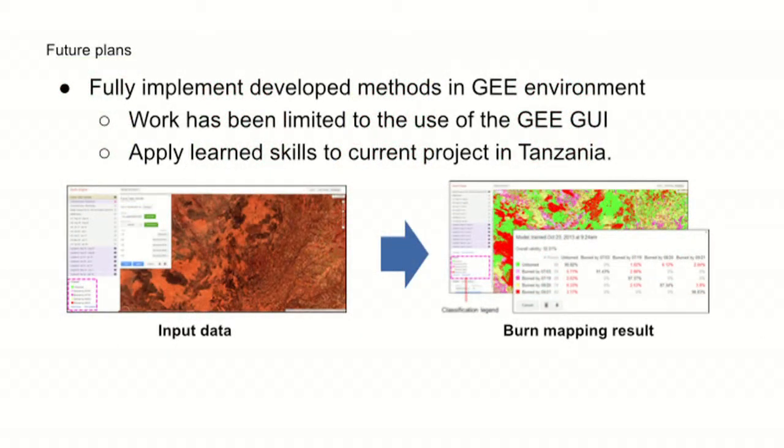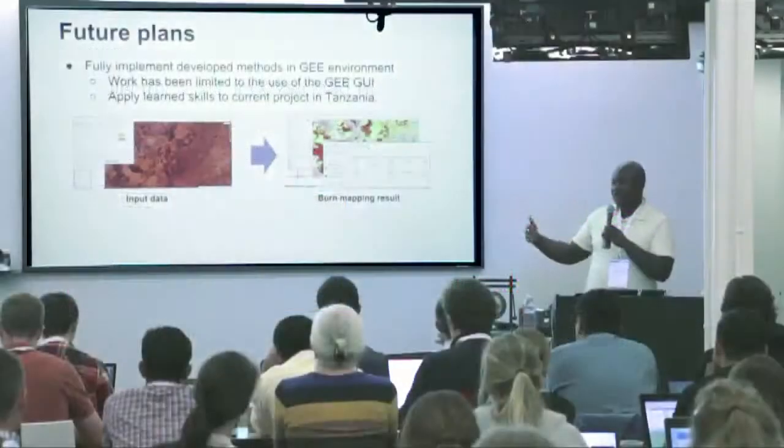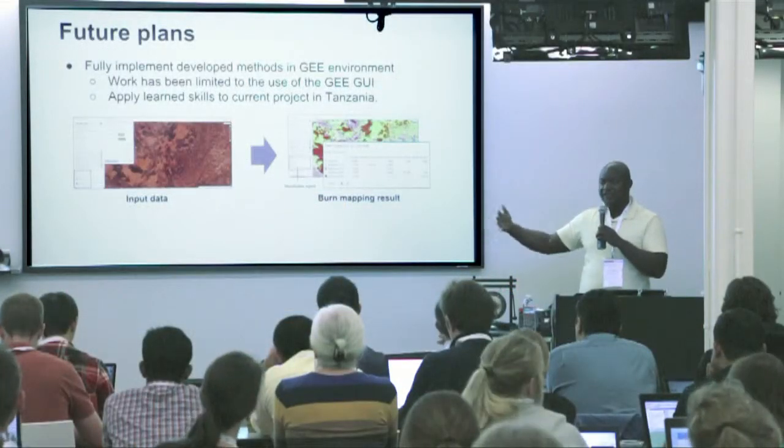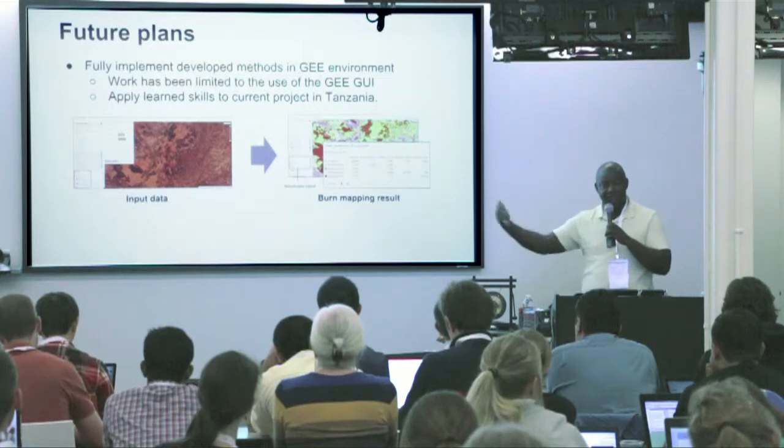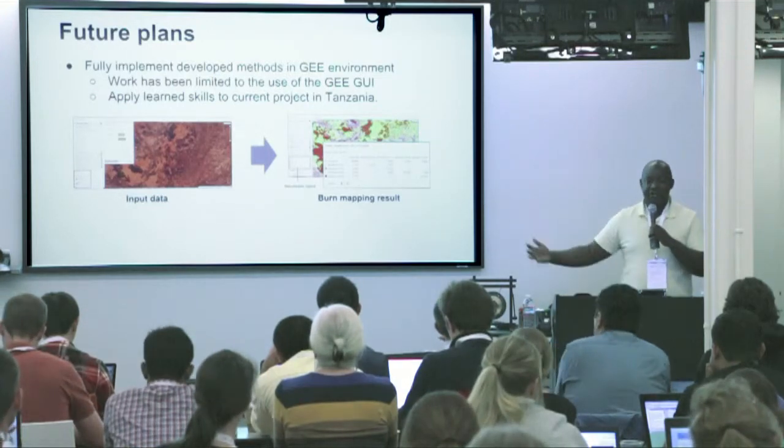Most of this has been done using the Google Earth Engine graphical user interface. But our wish is to move to the API so that this can be actually implemented over a larger area in Zambia, because as you see, fire is happening everywhere. I think I'll end here for any questions.